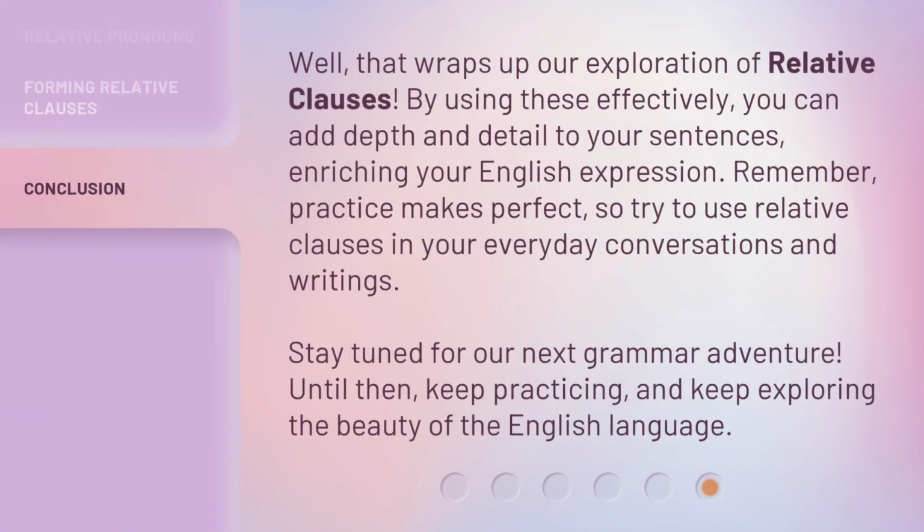Well, that wraps up our exploration of relative clauses. By using these effectively, you can add depth and detail to your sentences, enriching your English expression. Remember, practice makes perfect. So try to use relative clauses in your everyday conversations and writings.